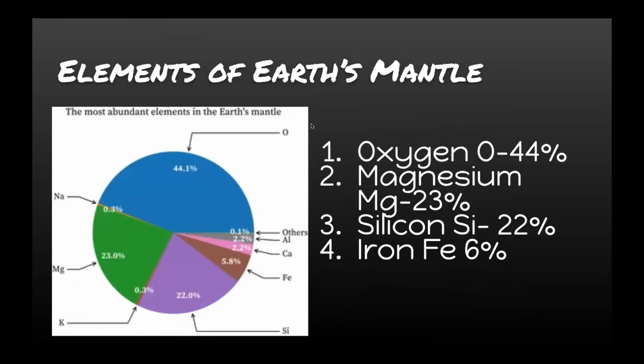So the elements of the earth's mantle, that next layer. In this list, I've only included 4, even though the pie chart shows a couple more than that. But mostly there's oxygen at 44%, magnesium at 23%, silicon at 22%, and then iron at 6%. So you can see that list got a lot shorter and a lot more specific to those couple elements.